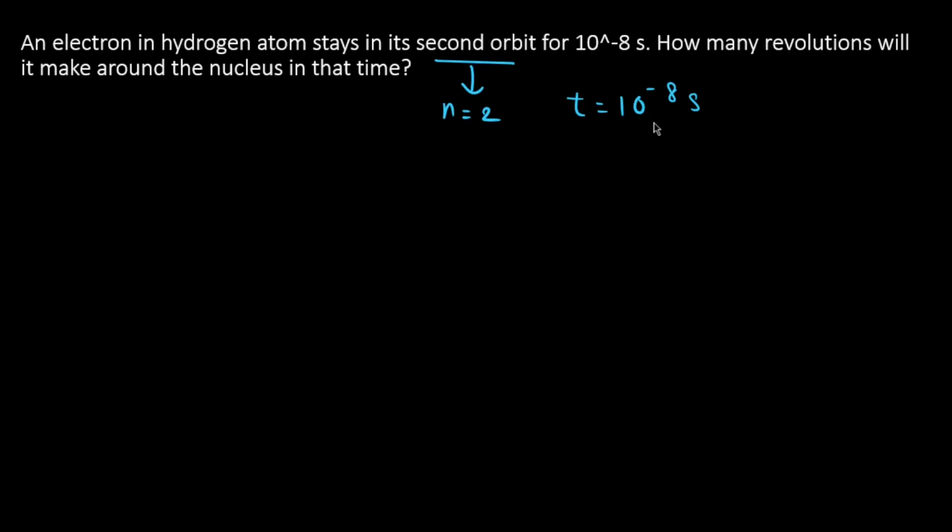So in order to calculate, we need to first see what is the time period for one revolution, that is T equal to how much.